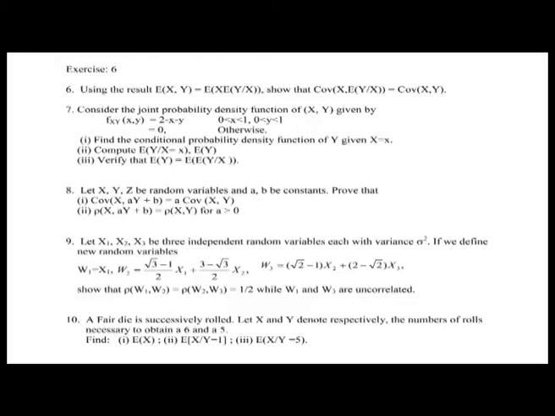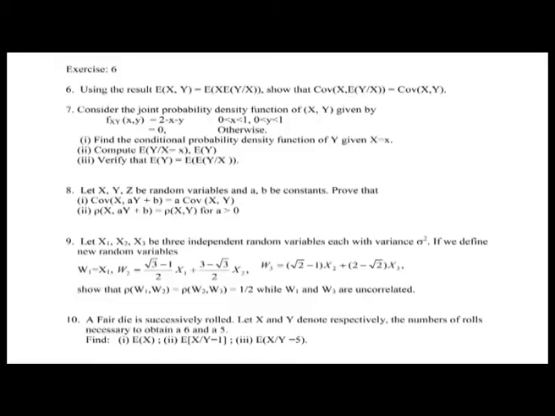Now, using this result, show that covariance X comma expectation Y given X is covariance X comma Y. The comma in the last two terms is okay, but where you are stating the result, expectation XY, the comma is to be removed. You can therefore show this result using what we have proved just now.